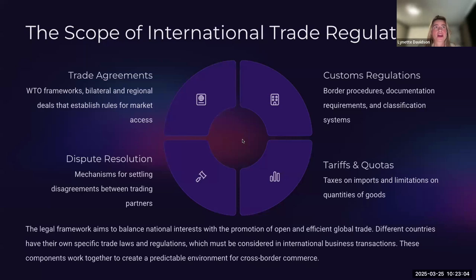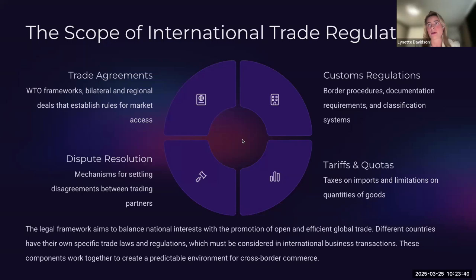So now, if we think about the scope of international trade regulations, then we think about 4 different aspects here. The first one is the trade agreements. Think about the WTO framework, bilateral and regional deals. We can think about customs, think about border procedures, documents you need, and the classification systems. So, for example, if you want to export dangerous goods, we have rules that you have to comply with because of the safety for people, right?